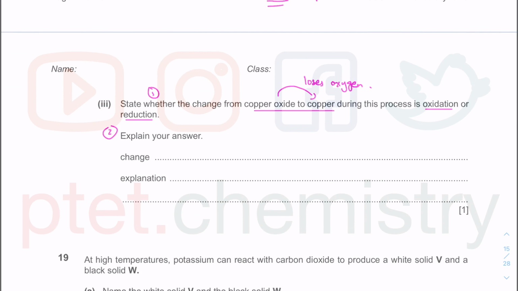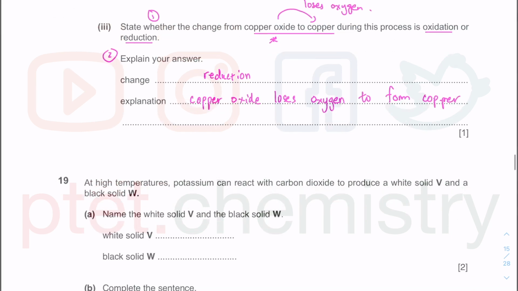So what happened to copper oxide? If you look at the equation you have from the previous page, we can see that the copper oxide loses oxygen to form copper, because copper is an element, it has no more oxygen. So this is reduction, because reduction is gain of hydrogen or loss of oxygen in this case.